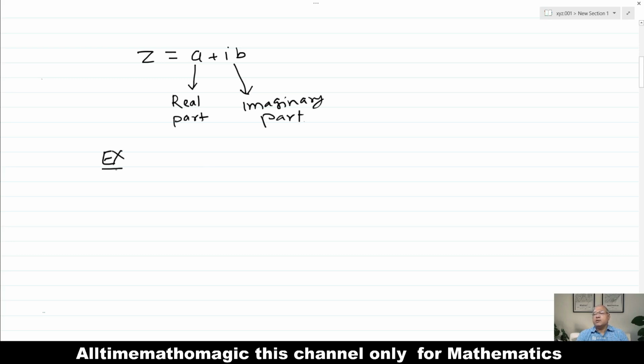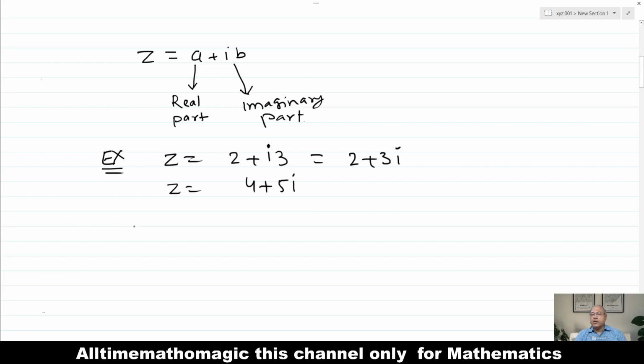Example: Z equals 2 plus i3. You see, we can write i3 or we can write 2 plus 3i. In some books it is written as a plus ib, and in some books as a plus bi. In our tutorial we shall be writing i later and the number first, like Z equals 4 plus 5i. This way we are going to write. So a complex number has two parts, one is a real part, another is an imaginary part.